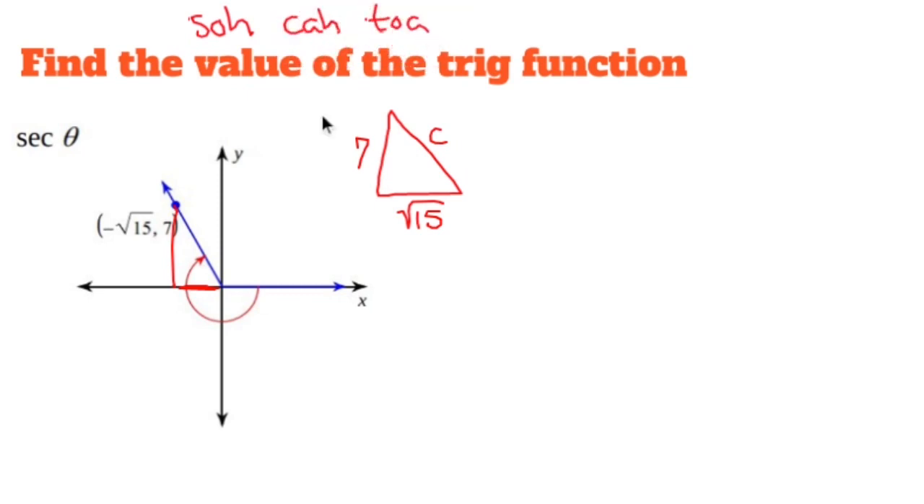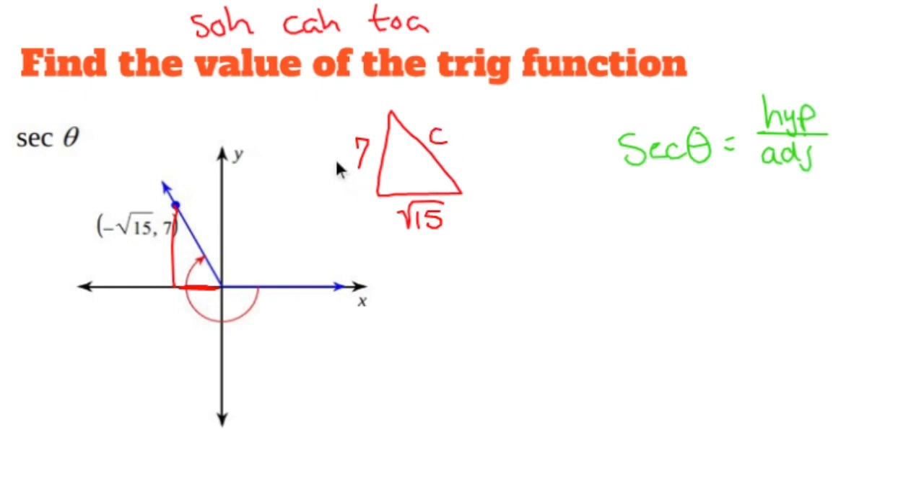SOH CAH TOA, I care about the CAH, my cousin, because secant is 1 over cosine. So secant theta is going to be the reciprocal of adjacent over hypotenuse, so hypotenuse over adjacent. Well, terrific news. I have my adjacent. I don't have my hypotenuse, so let's break out the old Pythagorean theorem.